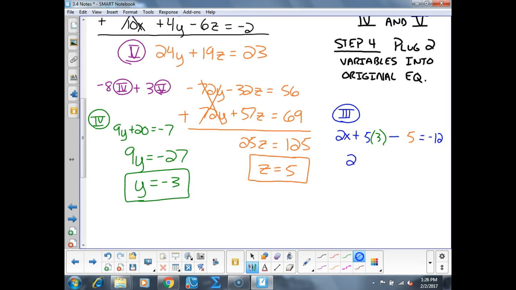So 2x, well, that should have been negative 3. That's right. Minus 15 minus 5 is minus 20 equals negative 12. So 2x equals 8. So x equals 4. Okay.